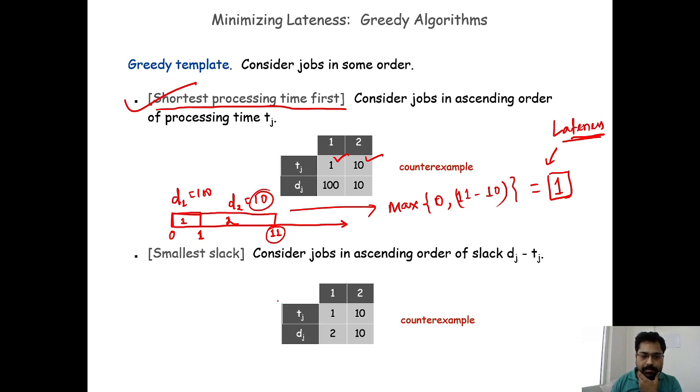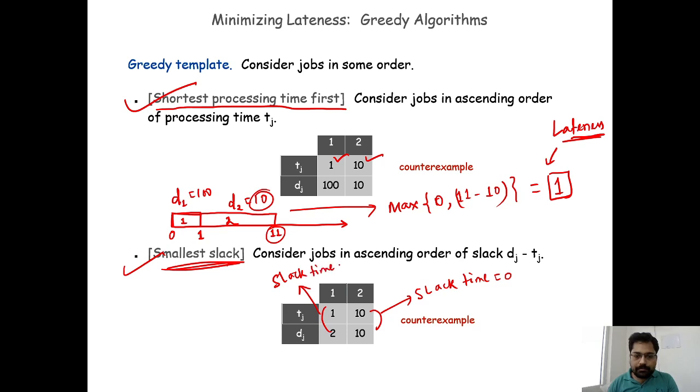Another case: we said we select the smallest slack time, so d j minus t j will be selected. For this one the slack time is 0. Why? Because 10 minus 10 is 0. The slack time here is 1, because we take the deadline minus the processing time. Based on this, we started with 0.